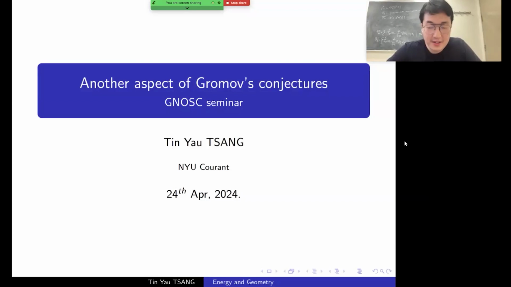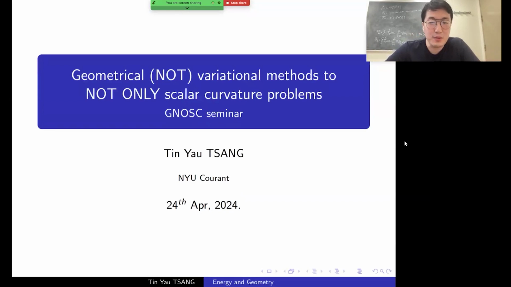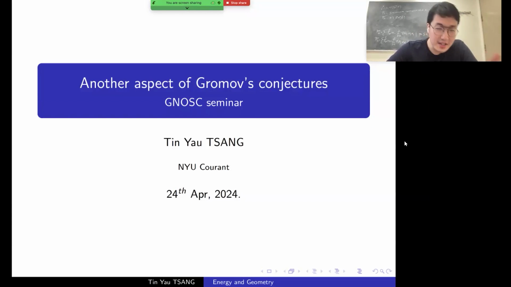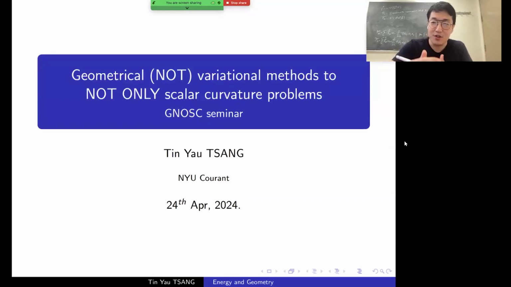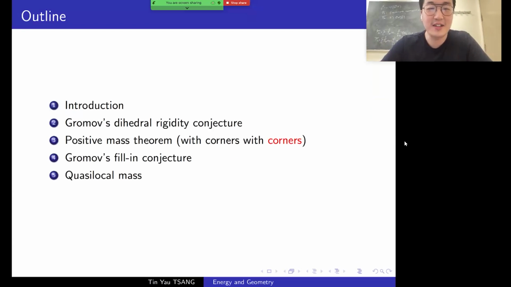Thank you for the invitation. I've been wondering why this seminar hasn't invited me for so long. So I'm very happy to speak here now, because what I'll talk about today is this one. Of course, it's an aspect of Gromov's conjectures, but basically it is the opposite of Charlie's: geometrical, not variational methods, and not only for scalar problems. So I think I should be a speaker of this seminar. Okay, just kidding. Go ahead.